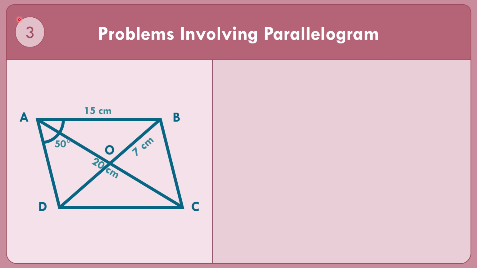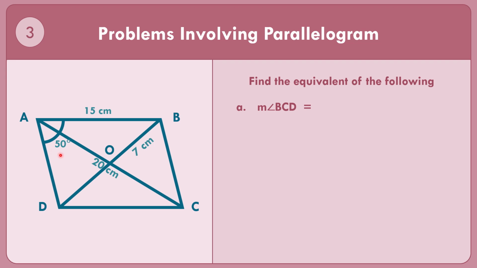Let us solve for example number 3. In the parallelogram ABCD, the measurement of line segment BO is 7 cm, line segment AC is 20 cm, line segment AB is 15 cm, and the measure of angle A is 50 degrees. Let us find the equivalent of the following. First, what could be the measurement of angle BCD?